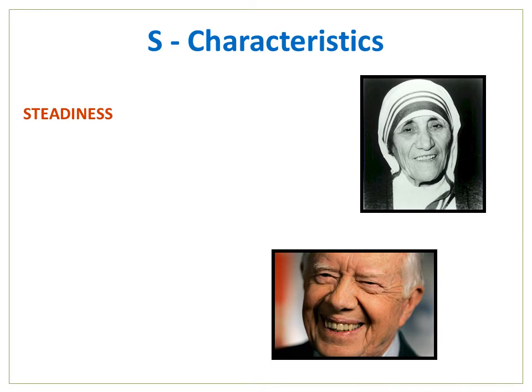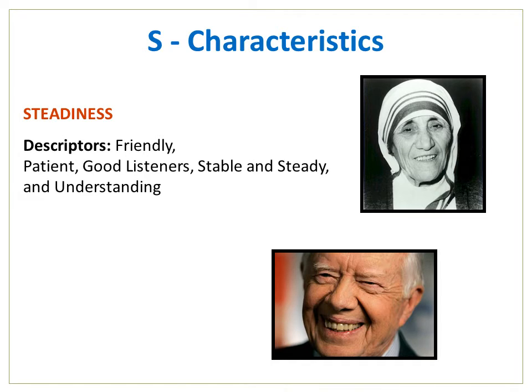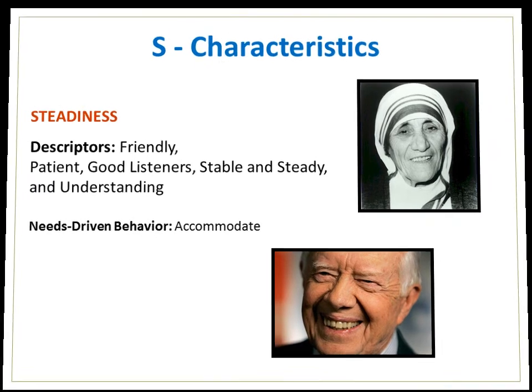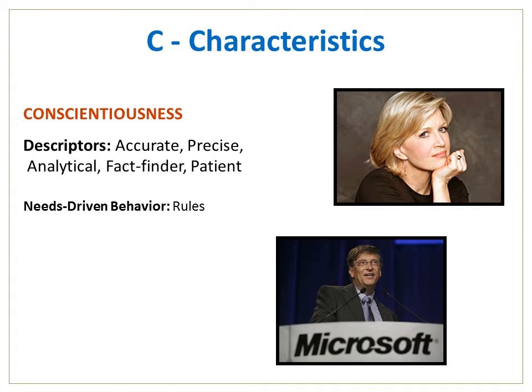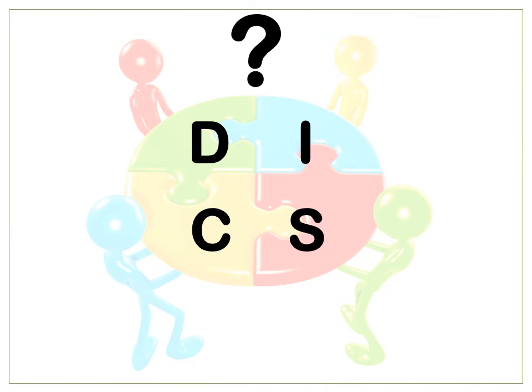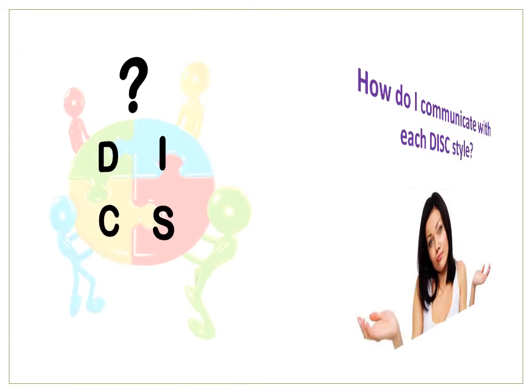Steady S's are people-oriented like their I counterparts, but operate at a slower pace. S's are friendly, patient, good listeners, stable and steady, understanding, and often accommodating. Conscientious C's are slower in pace and more task-oriented. C's strive for accuracy and precision. They're analytical and data or facts-driven. They tend to live by the rules and are often patient. Can you identify one or more of these styles in yourself and others? As a leader, knowing your DISC style as well as the style of your team can help you better understand yourself and others.